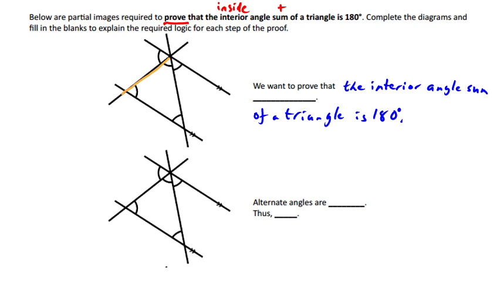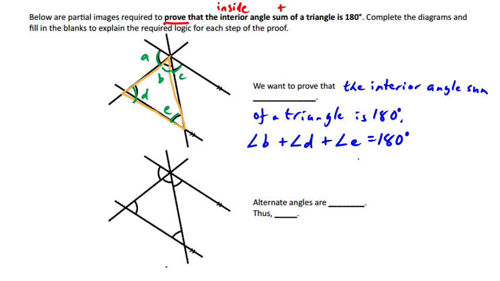Where's our triangle? Our triangle is right there. And let's look at our angles. We got an angle, we'll call that one A, B, C, D, and E. So if we're talking about the interior or inside angles summing up to 180, we can rewrite this sentence as angle B plus angle D plus angle E equals 180 degrees. So far, so good.